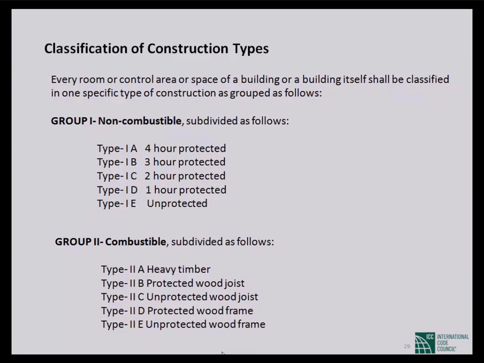In 2020, it has totally changed. There is a major change in this area in 2020. Now it is classified into two basic groups: group 1 and group 2. Group 1 is non-combustible material. Non-combustible does not only mean concrete, brick or steel. It may be many other things.